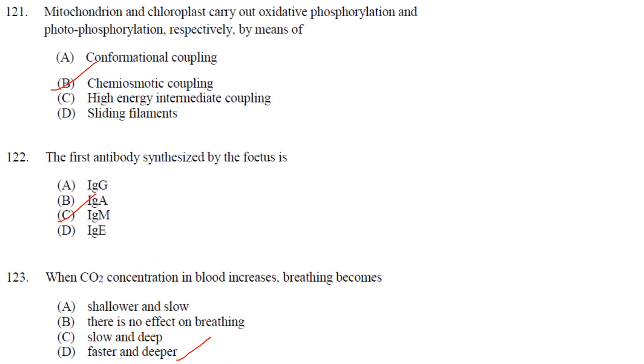Then next one, mitochondria and chloroplast carry out oxidative phosphorylation and photophosphorylation respectively by means of. So it is by means of chemiosmotic coupling. Answer is B. Then next one, the first antibody synthesized by the fetus is. So it is IgM, that is synthesized by the fetus. Then next one, when the carbon dioxide concentration in blood increases, breathing becomes faster and deeper. Answer is option.